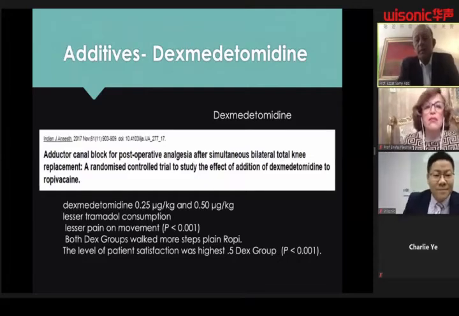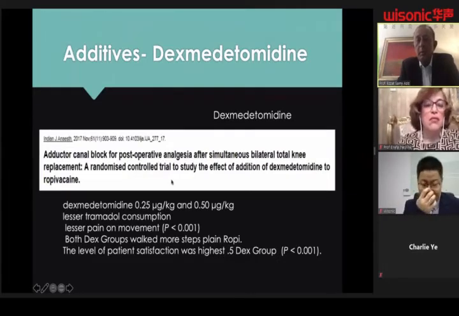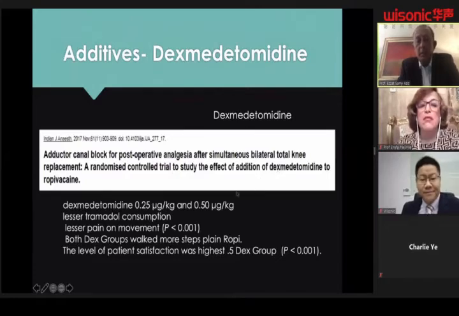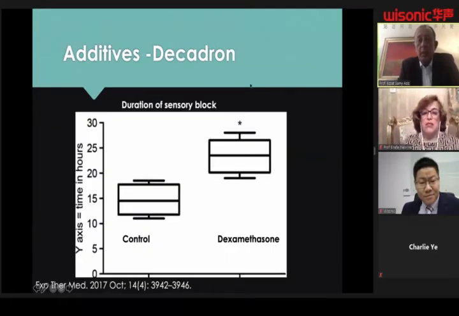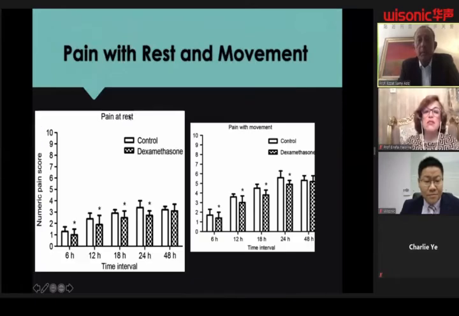There are some additives that you can put in your local anesthetics. Dexmedetomidine, so you do an adductor canal block and you add dexmedetomidine to it, and it showed that patient satisfaction was higher in the dex group. And if you use Decadron, dexamethasone, the duration of the sensory block is longer. The morphine use was lower with the dex group, and the pain at rest and with movement was, of course, far less in patients with dexamethasone.